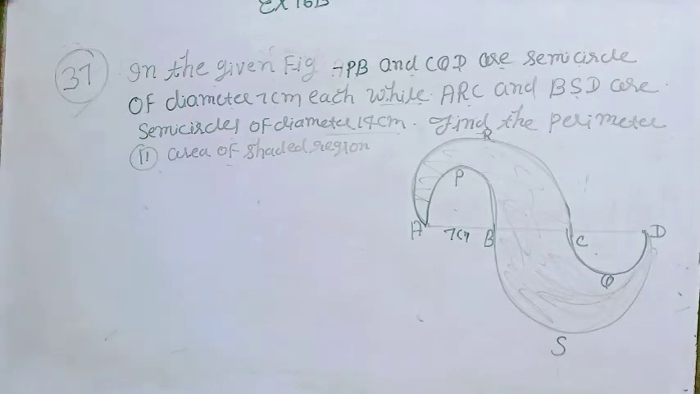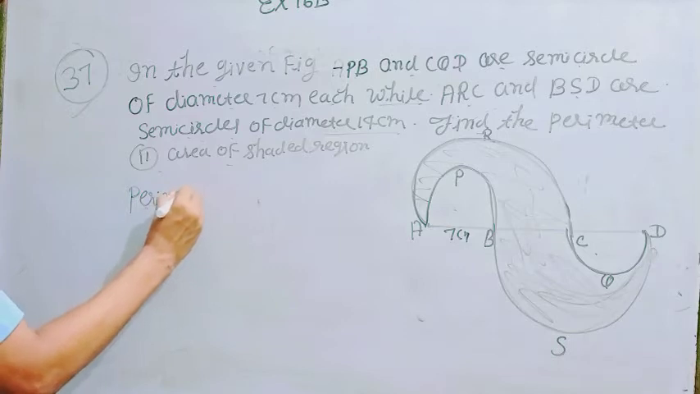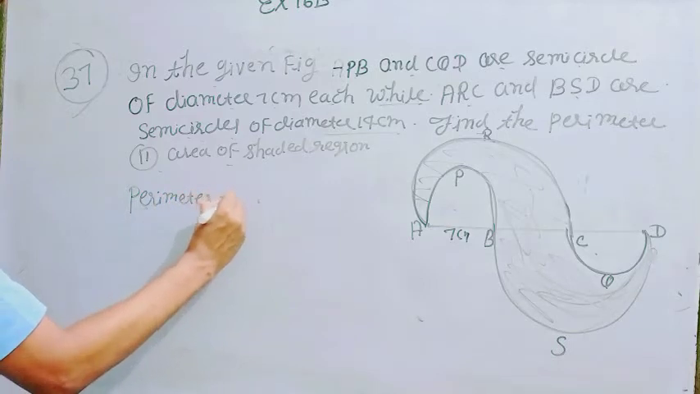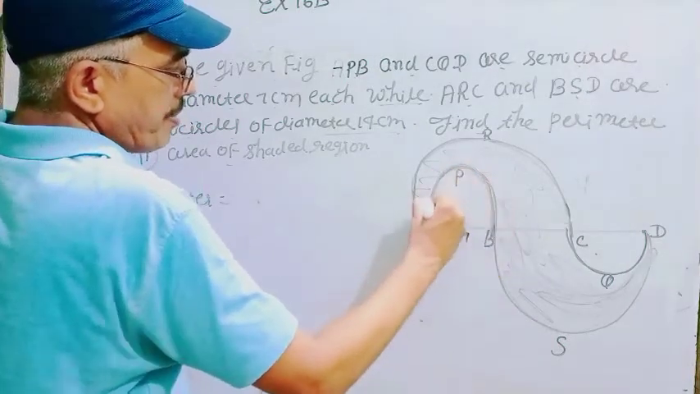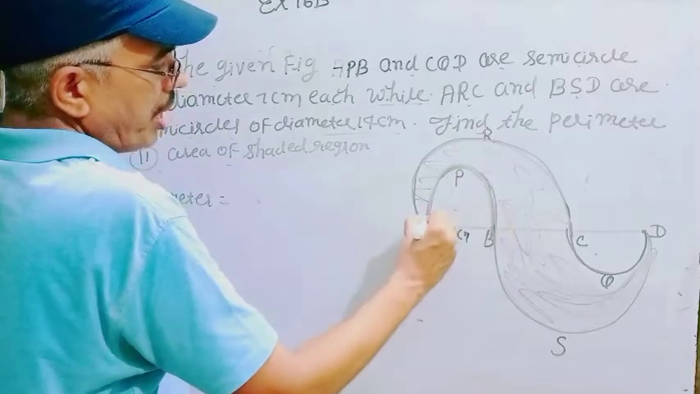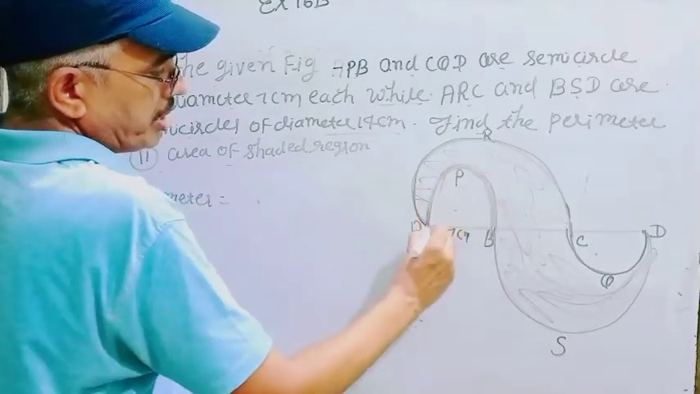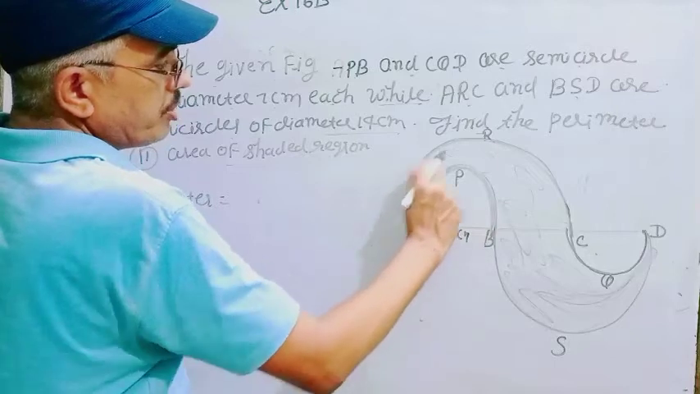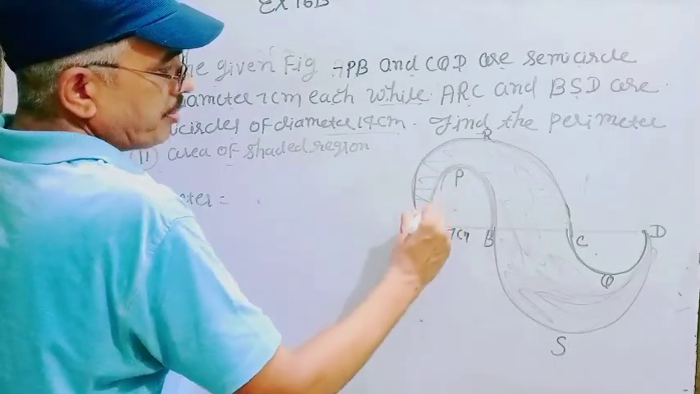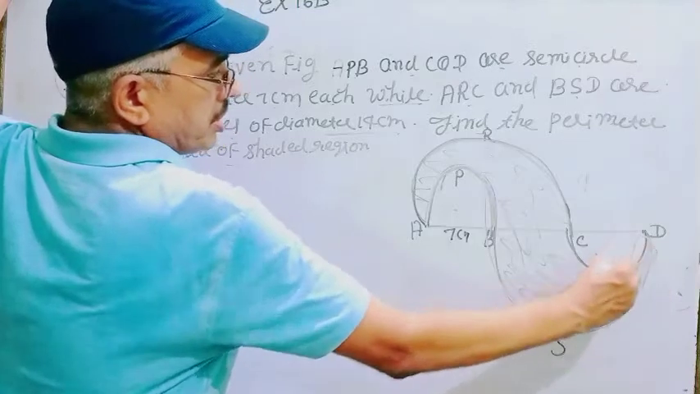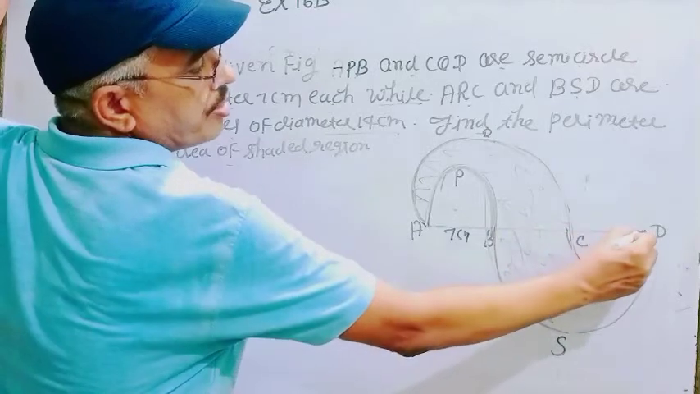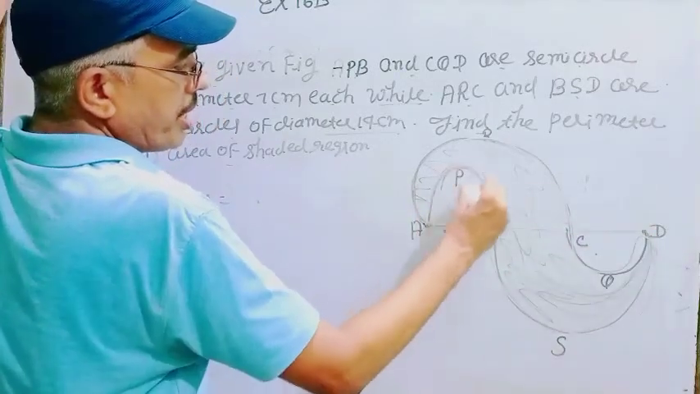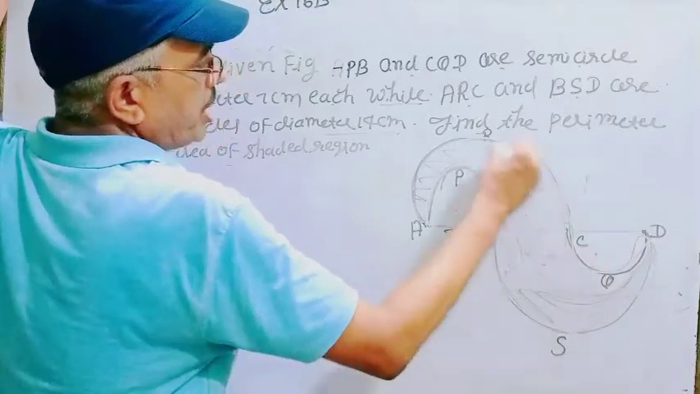So first we find the perimeter. Perimeter of the shaded region is equal to, starting here, the first part: diameter is 7, so radius is 7 by 2 and perimeter is pi r only. Don't add this because it is not part of the shaded region. The part of the shaded region is only this part here, then this, and after that the last is here.